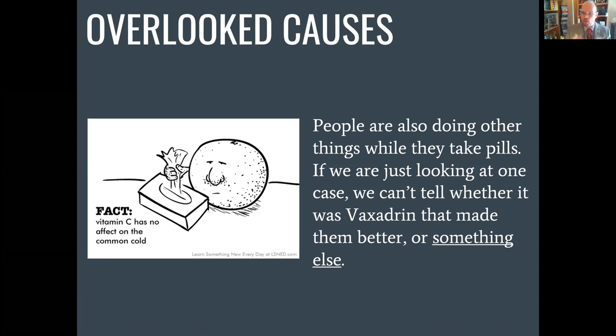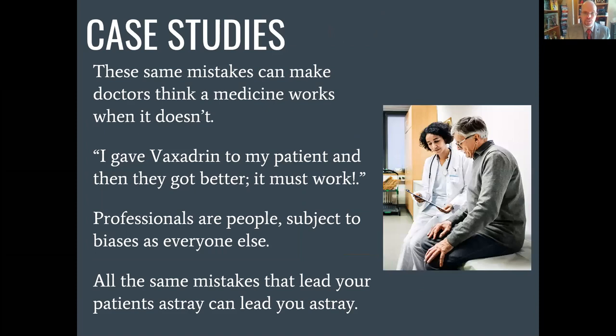So these are things that your patients will often overlook, fallaciously concluding that an alternative medicine is legitimate. Well, it turns out that these same mistakes can be made by doctors, to think that a medicine works when it doesn't, right? A doctor might think, well, I gave Vaxedrin to my patient and then they got better, so it must work. Professionals are people too, subject to biases just like everybody else. All the same mistakes that lead your patients astray can lead you astray. And so we have to be careful to guard against those same mistakes.